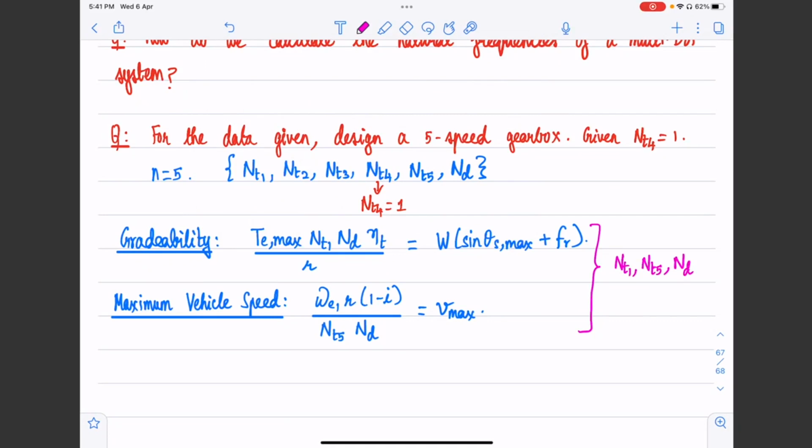So pretty straightforward. But now we have 5 gears and we are given that the 4th gear is a direct drive. So consequently NT4 is 1. But if you look at these two equations, we don't have NT4, right? We have NT5, ND, and NT1. So we seem to be stuck. So what can we do?